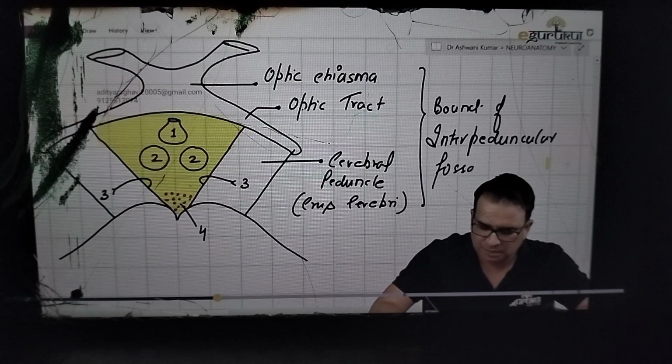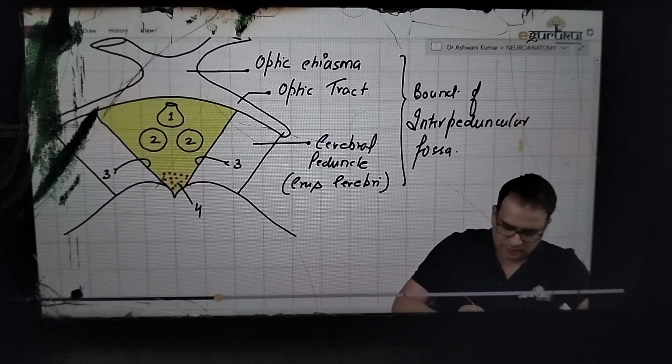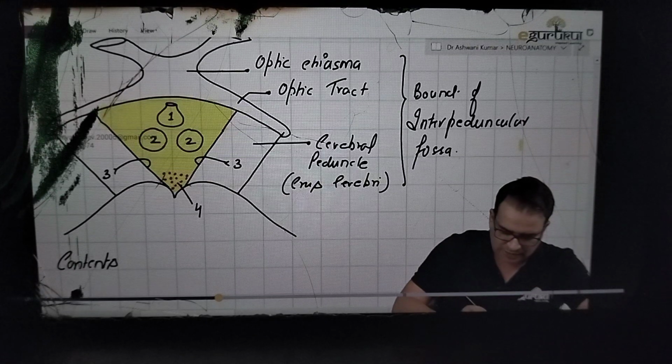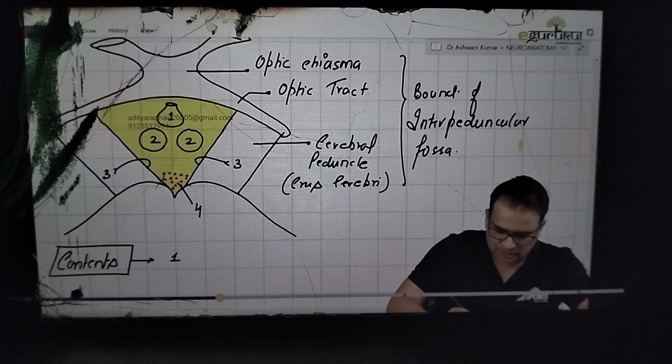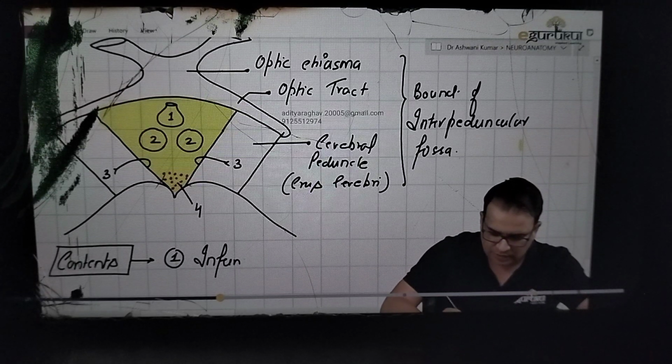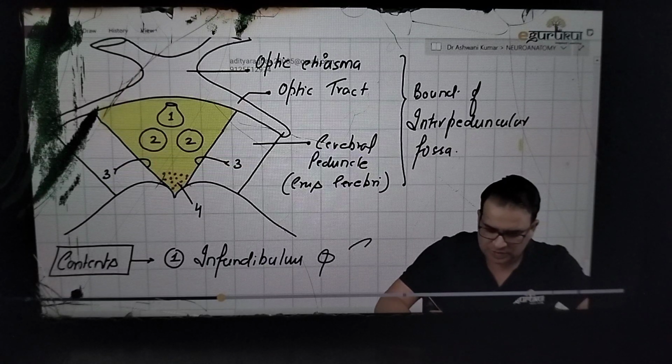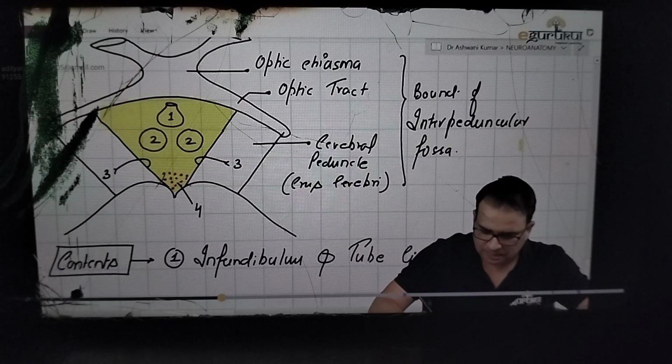These are the boundaries of the interpeduncular fossa. Whereas contents, I've marked the contents with numbers, let's write about them. Number 1 is the infundibulum, that is the stalk of the pituitary, and the tuber cinereum.